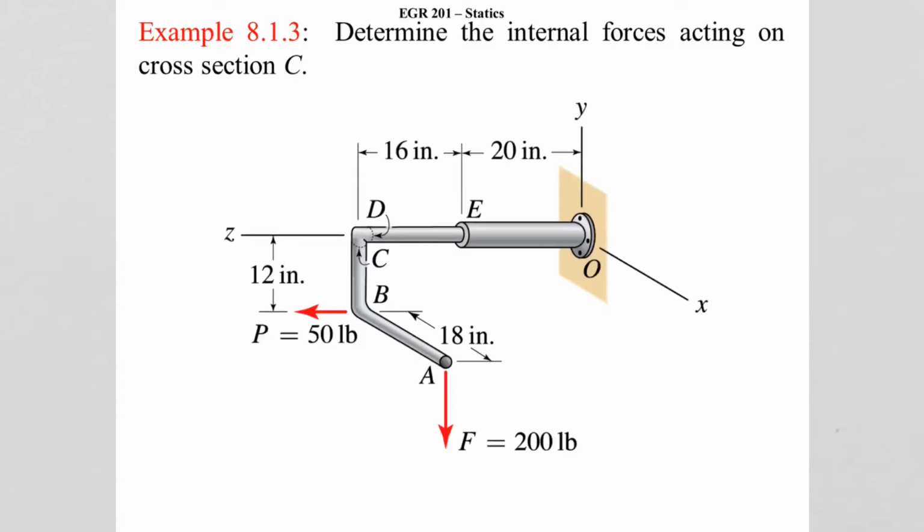For this example, we're going to look at a 3D object. It's this piping system with a loading of F of 200 pounds and P of 50 pounds. And we're supposed to determine the internal forces acting at section C. So we're going to look at this section C.